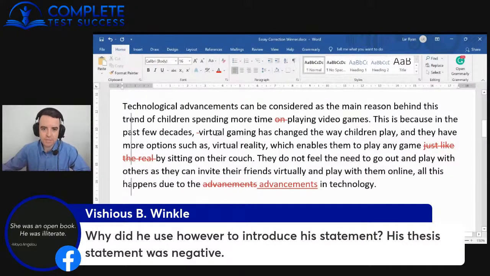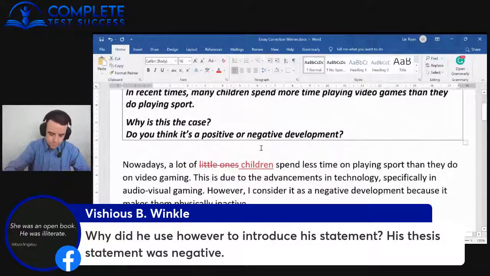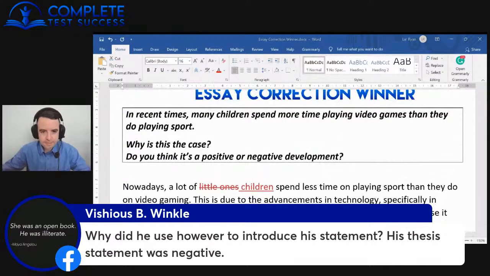Okay, so unfortunately, that paragraph doesn't explicitly state why they're playing games instead of playing sport. This little bit, they do not feel the need to go out. That's kind of getting close to it, but it's not close enough. It's not stating it, so no. So what we're looking at then is task achievement band 6. And even if the next paragraph is perfect, that's not going to be enough to recover the score, the task achievement score.